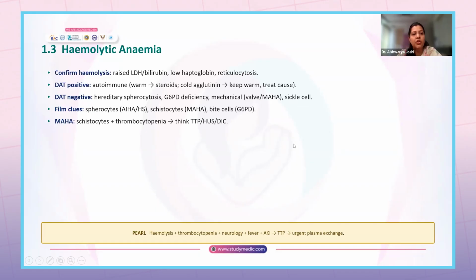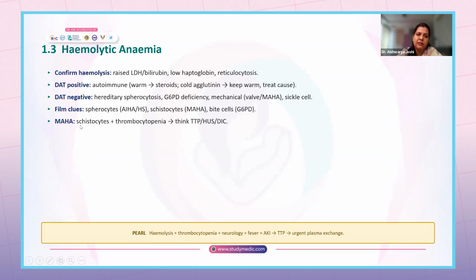In the peripheral film, if you see spherocytes, then again there is possibility of autoimmune hemolytic anemia or hereditary spherocytosis. Schistocytes, again microangiopathic hemolytic anemia. Bite cells are a feature of G6PD.